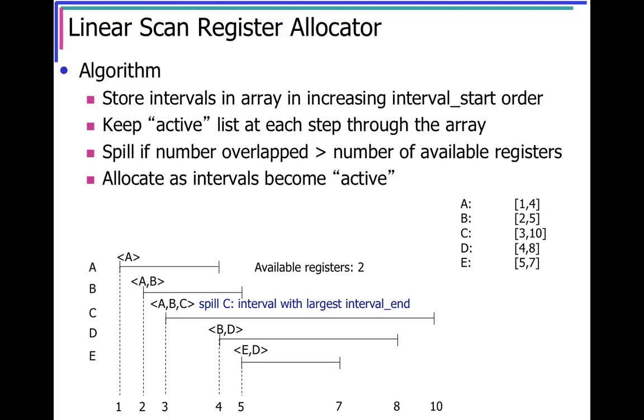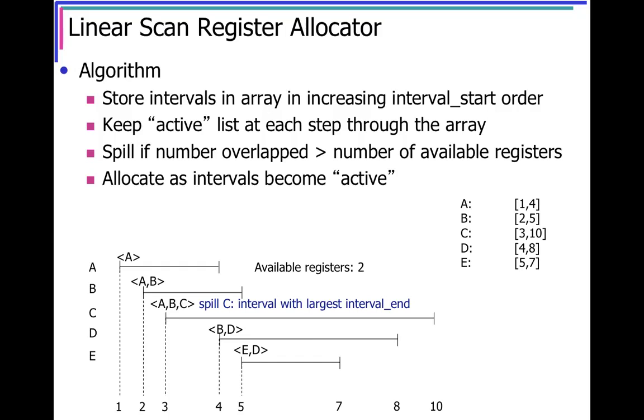We next proceed to instruction number 2, at which time B comes live. So we add B to the active list, and we put B after A because B ends at instruction 5 if you look at its interval, and A ends at instruction 4 if you look at its interval. And so we keep this in increasing interval end order, so that the last element in the active list has the largest interval end.